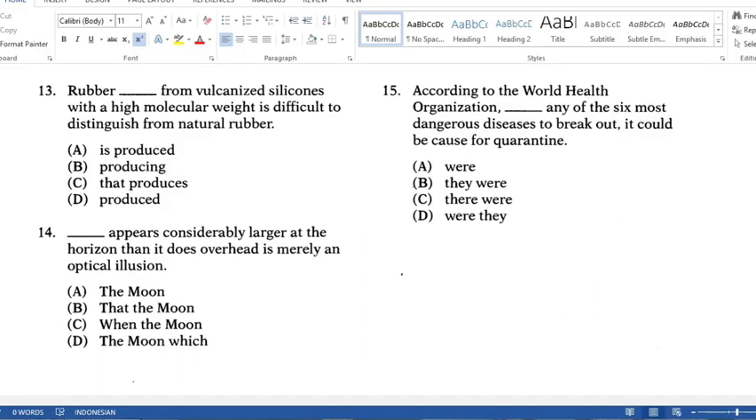Okay, for closing, your pre-test. Okay, number 13. Number 13 is skill 5. Yeah, rubber. Okay, so the rubber is a subject. Okay, we try to find the verb. There is a verb, there's the verb is. So we do not complete rubber and is. So option A is totally wrong because this is produce.